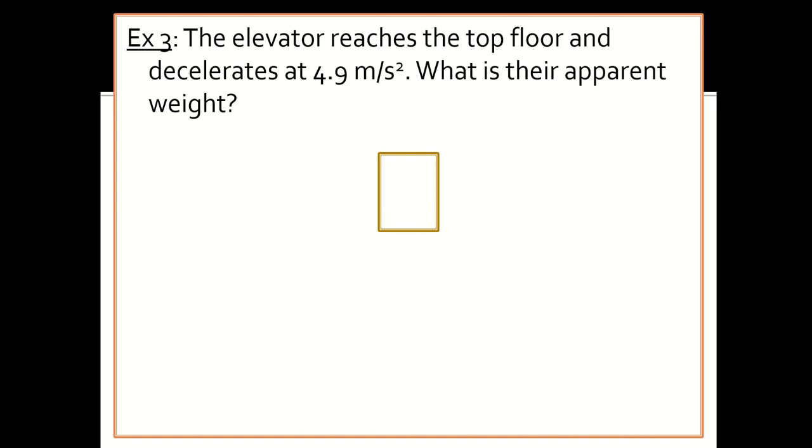Now the last case says the elevator reaches the top floor and decelerates at 4.9 meters per second squared. What is their apparent weight? So in this case, because it's decelerating at 4.9 meters per second squared, the acceleration is positive downwards. So now I'm going to make my acceleration positive down. So my Fnet equation, I'm going to have Fg being positive and Fn being negative. And this is going to equal positive ma.